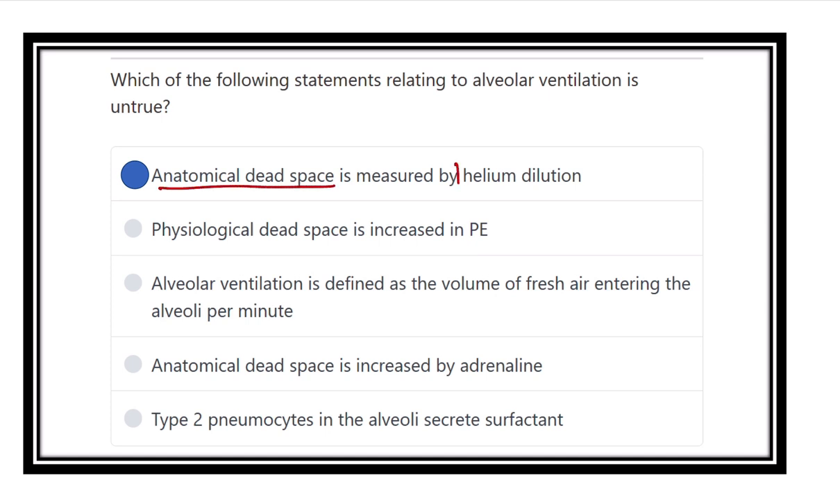So here it is clear that the statement that anatomical dead space is measured by helium dilution test is not true, because by helium dilution test we measure the functional residual capacity, and anatomical dead space is measured by Fowler method. Physiological dead space is increased by pulmonary embolism. It is also true, because in case of pulmonary embolism, there is less gas exchange area in the lungs.